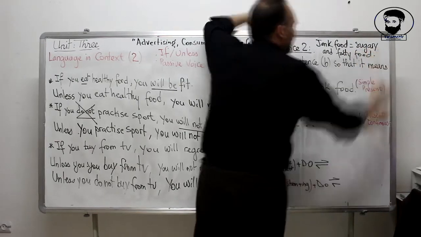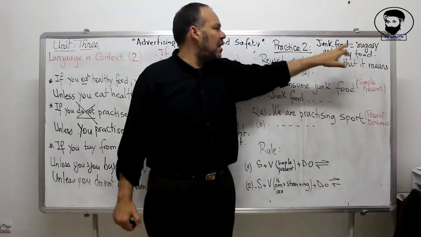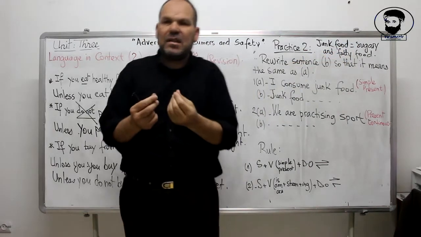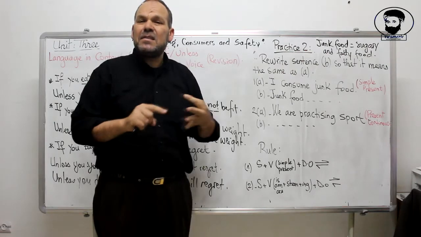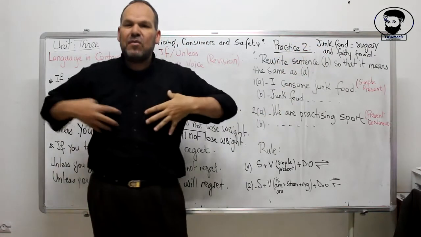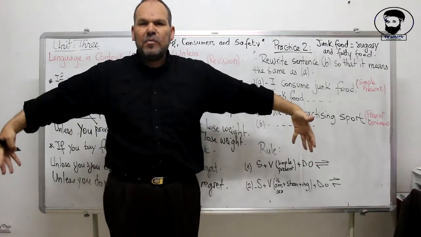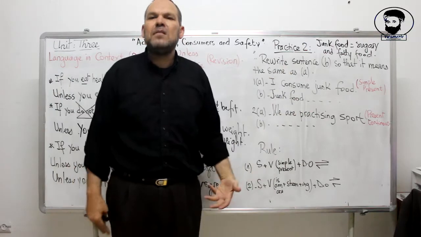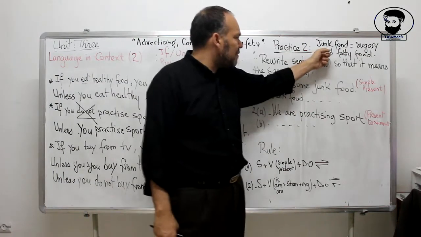What does it mean? It means that junk food is all the food that contains sugar and fat. Fat means chocolates, cakes, sweets. This kind of food is called junk food, and junk food is dangerous for health. The more you consume junk food, the more obese you get, the more weight you gain, and the more problems you get with your health. So this is junk food.